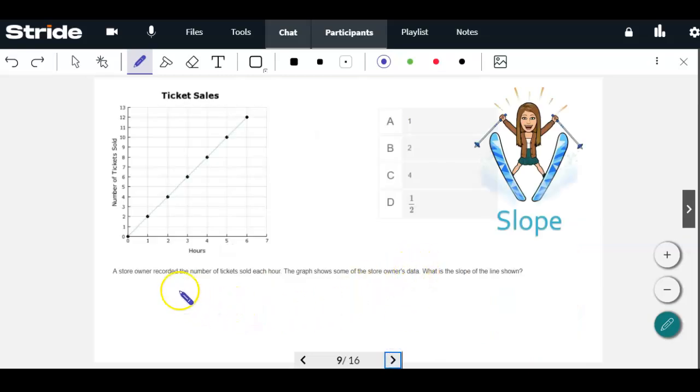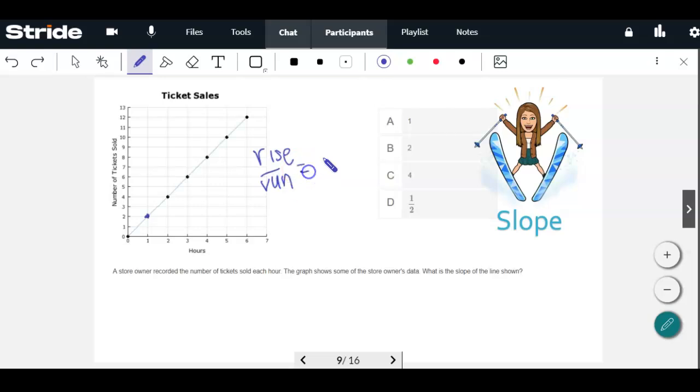Ticket sales. It says the store owner recorded the number of tickets sold each hour. The graph shows some of the store owner's data. What is the slope of the line shown? Slope is the same as rate of change. It's rise over run. How far does it go up? We just use this point. It goes up 2, and then it goes over 1.